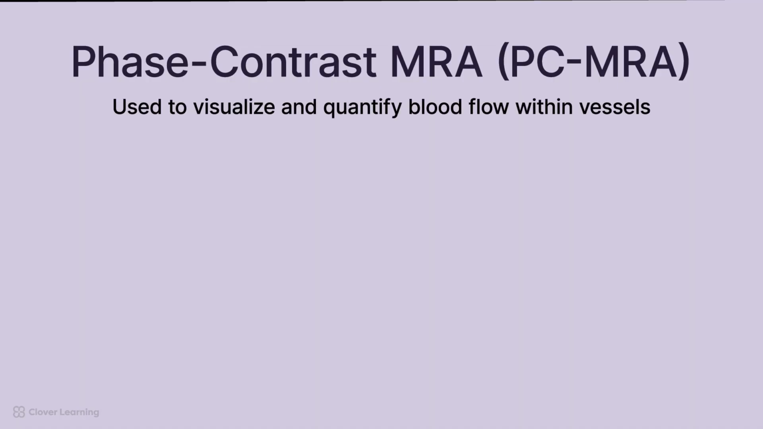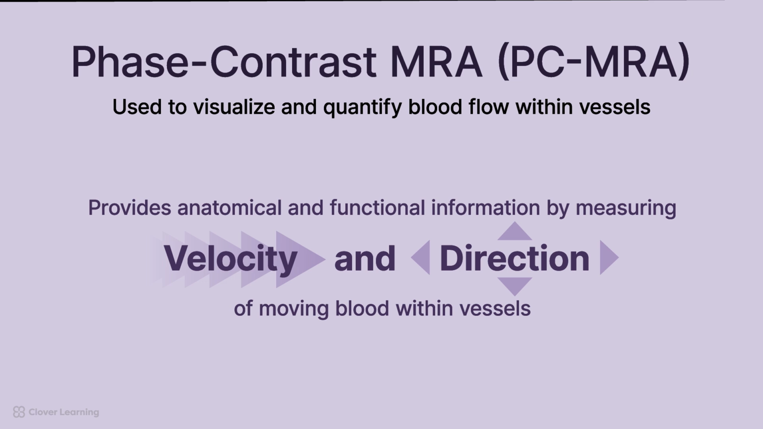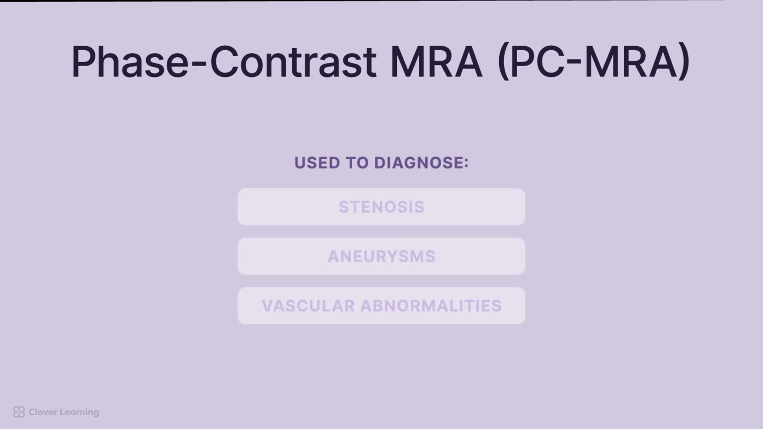Phase contrast MRA is primarily used to visualize and quantify blood flow within vessels. Unlike other imaging techniques that focus on anatomical structures, phase contrast MRA provides both anatomical and functional information by measuring the velocity and direction of moving blood. We can use this information to diagnose conditions such as stenosis, aneurysms, and other vascular abnormalities.